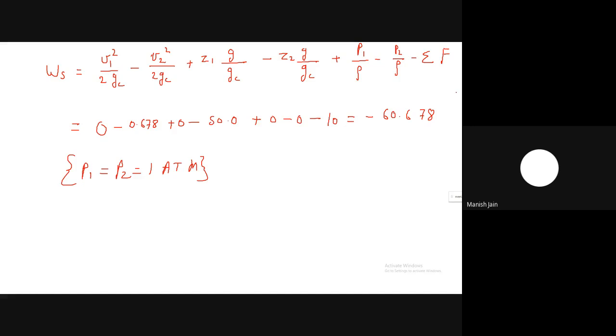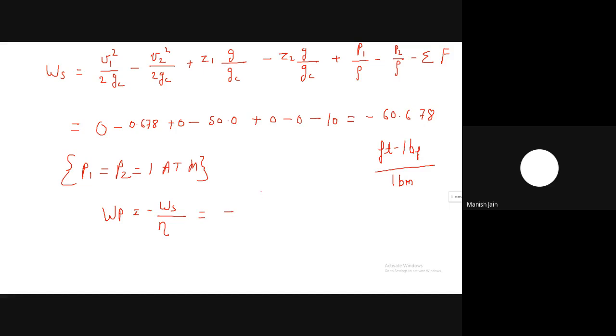Why is it coming with a minus sign? Because power is given by the pump, so that's why it has the minus sign. And what are the units of Ws? The unit of Ws is foot pound force divided by pound. Now the efficiency of the pump is given. The efficiency of the pump is 0.65. So you can calculate the power requirement Wp, that is equal to minus Ws divided by the efficiency of the pump.